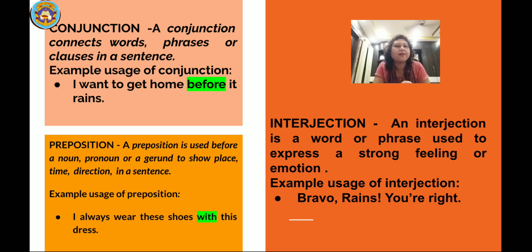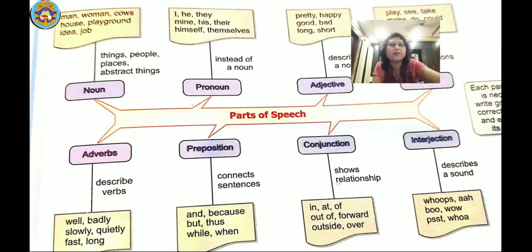Then lastly we have interjection. Now interjection is a word or a phrase used to express a strong feeling or an emotion. For example, bravo, yahoo, wow. Okay, so all these words which describe a sound are known as an interjection. You can see from the example, bravo Raina, sorry, the spelling mistake over here, it is Raina. So bravo Raina, you are right. Okay, so the word bravo is what? Is an interjection.